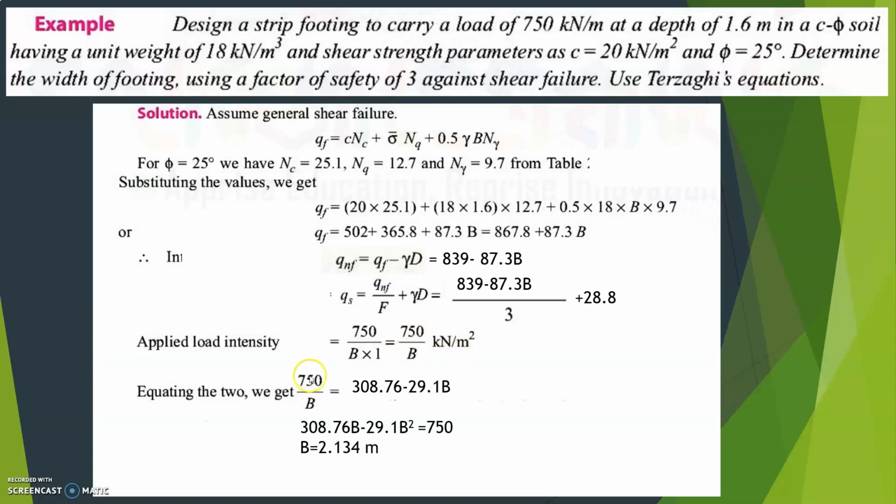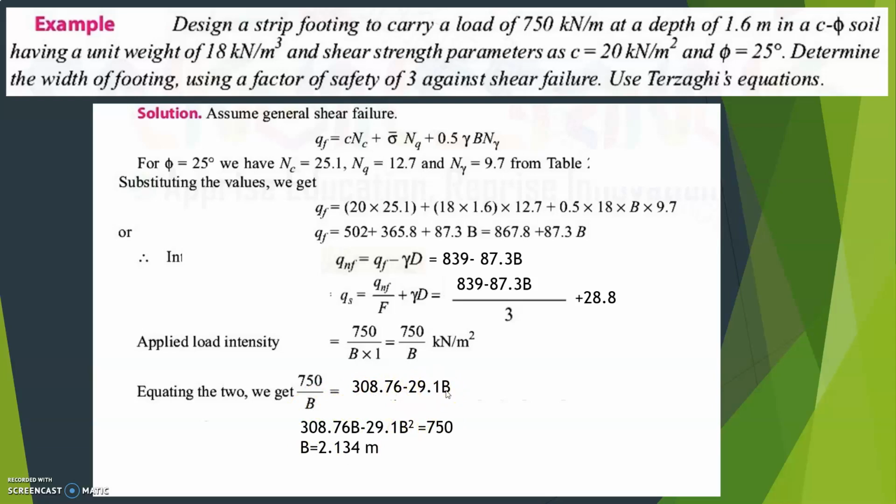Now you can equate this. QS is equal to QA, applied load intensity. So that is nothing but 750 divided by B is equal to, simplify this, okay, 839 divided by 3, plus 87.3 B divided by 3, plus 28.8, we will get this. Okay, now cross multiply this. 750 is equal to 308.76 B minus 29.1 B square.